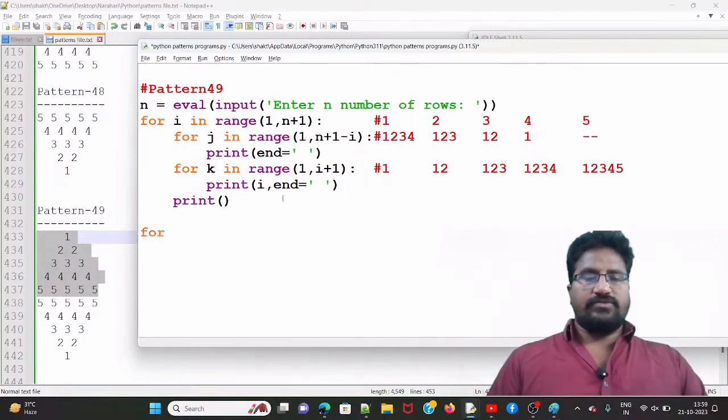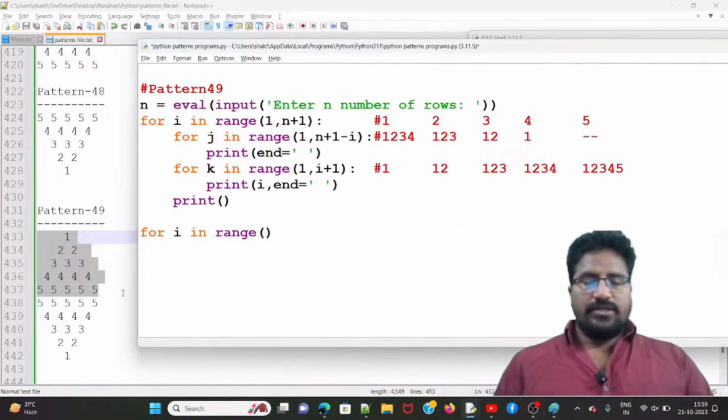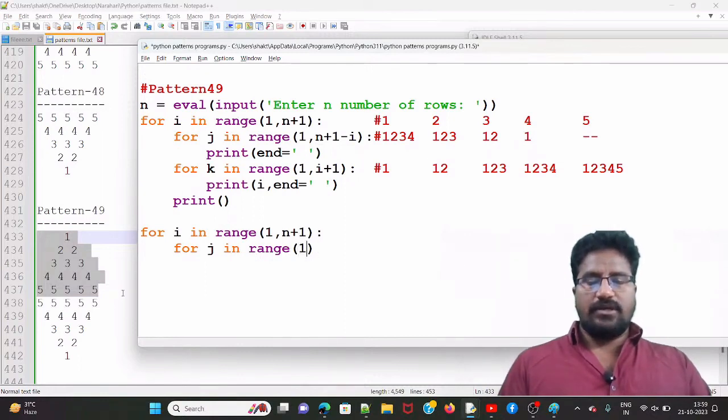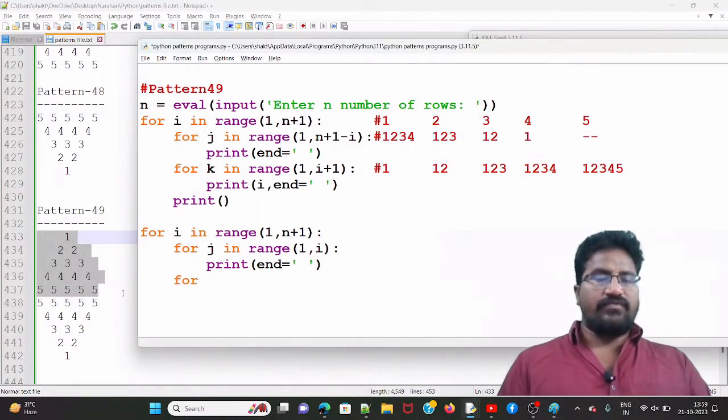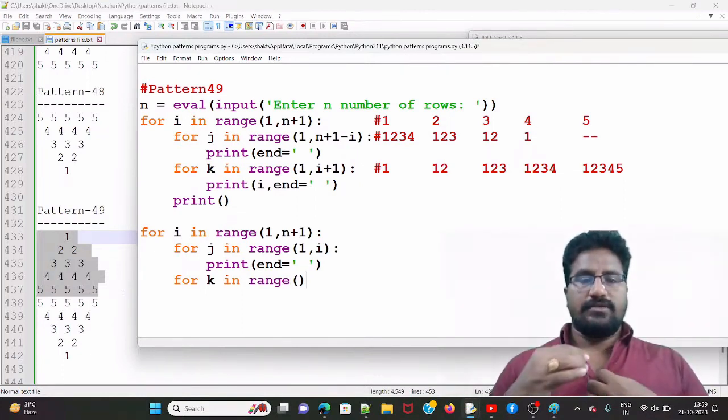Then second part is for i in again range of. So in the second part, j first time 0, next 1, next 2, next 3, like that. Range of: so first time no iterations, second time 1 iteration, third time 2 iterations, like that. Then print of empty space here. Then again for k in range of, first time 5 times iterating, next 4 times iterating, 3 times iterating, 2 times iterating, like this.